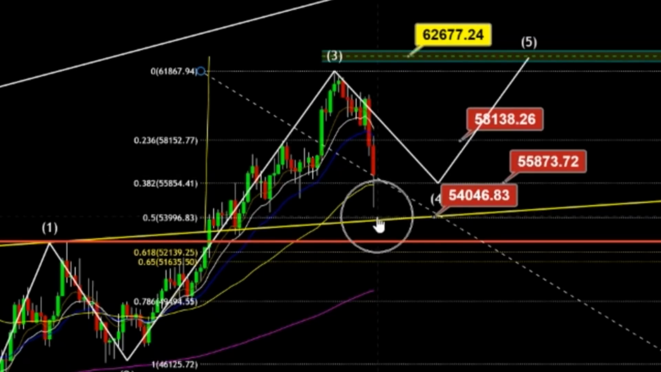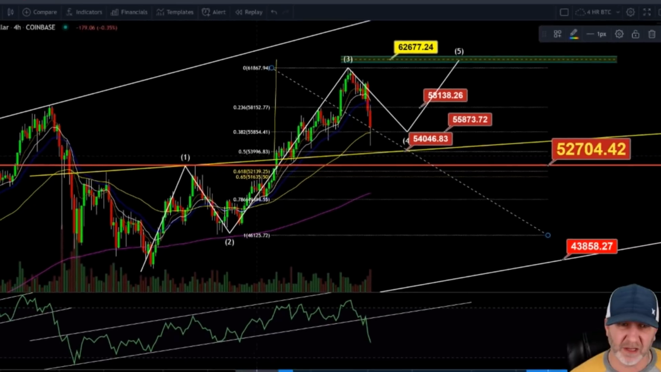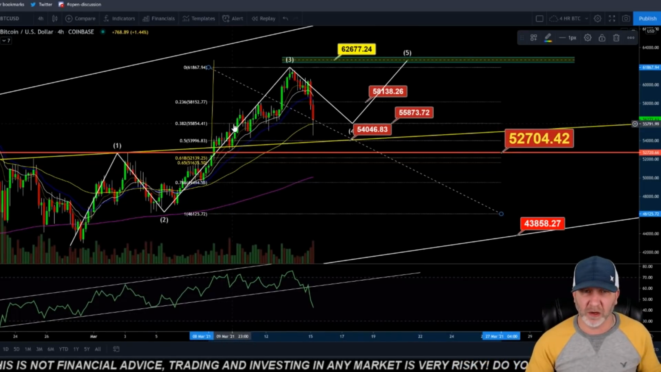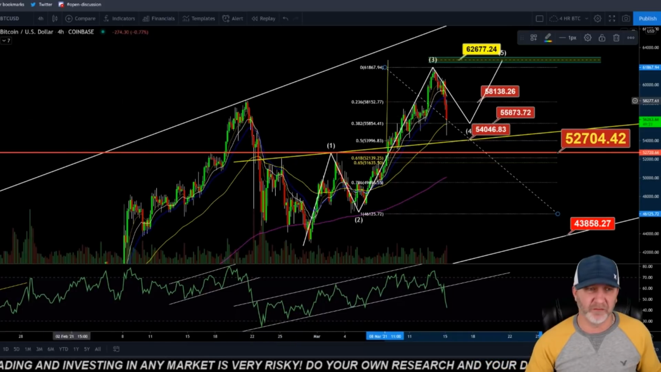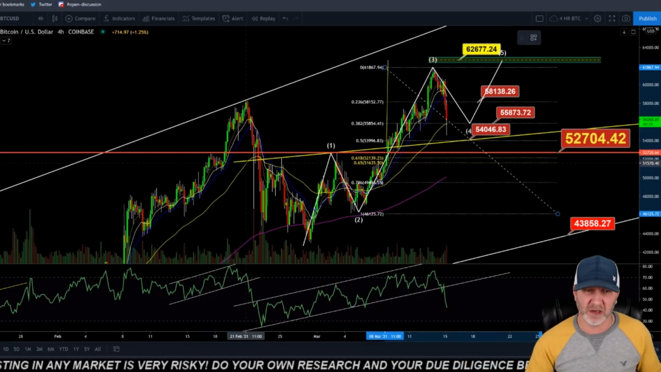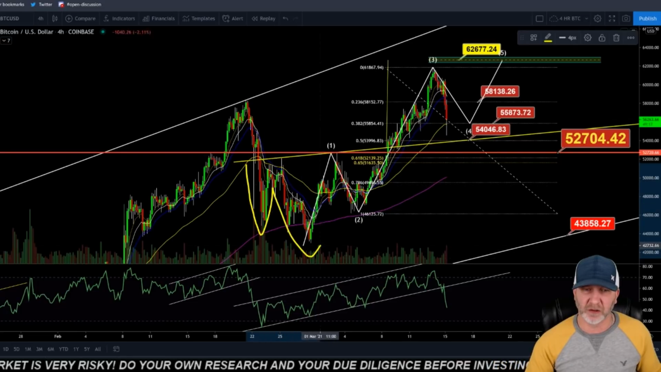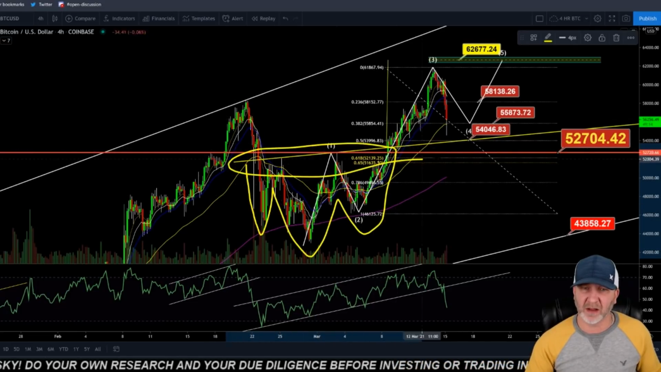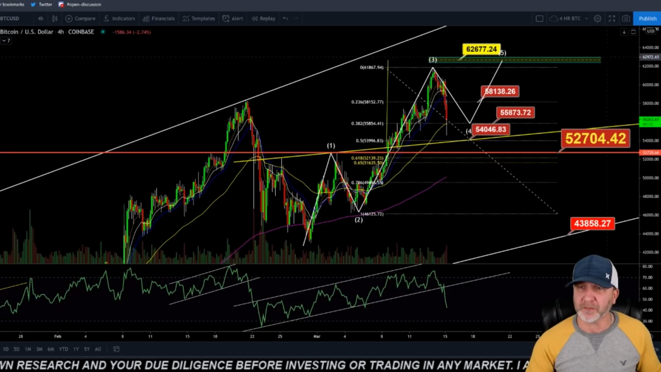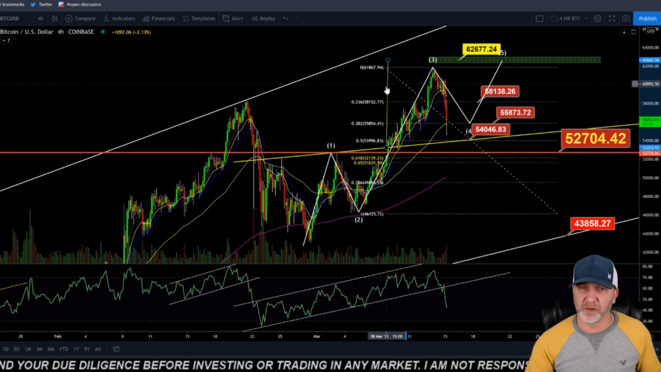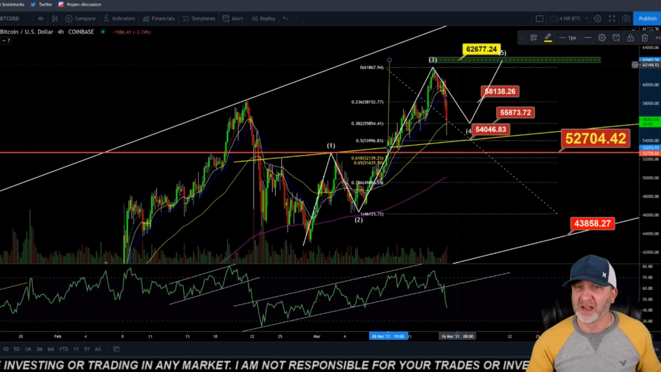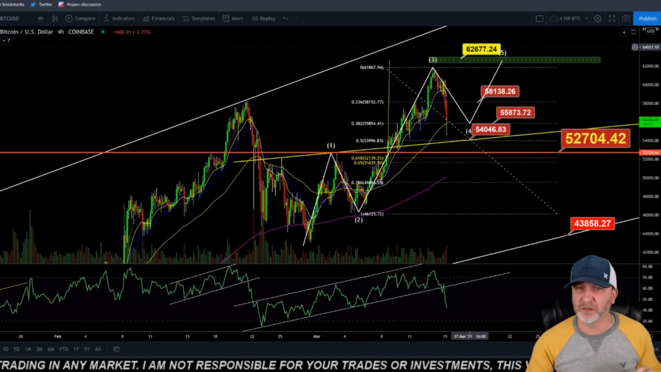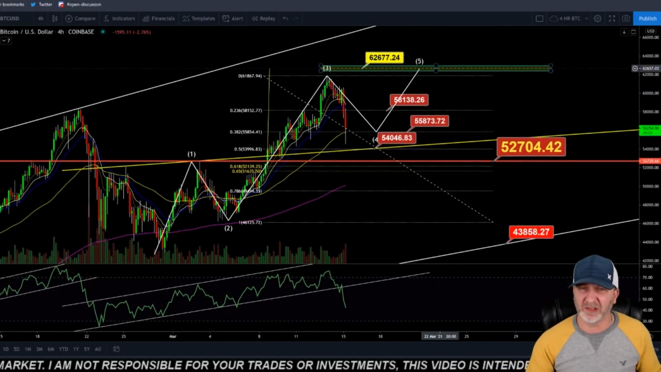We almost got down to our target of 54,050 roughly. We could still get down there, and we're going to talk about that. That would be retesting this trend line of the inverse head and shoulders that we were watching right here. Left shoulder, head, right shoulder, neckline right here. So that gave us a measured move target if we measure the whole length of the head here to where it broke out, to that 62.6, 62.7 range. Still have a target up there.